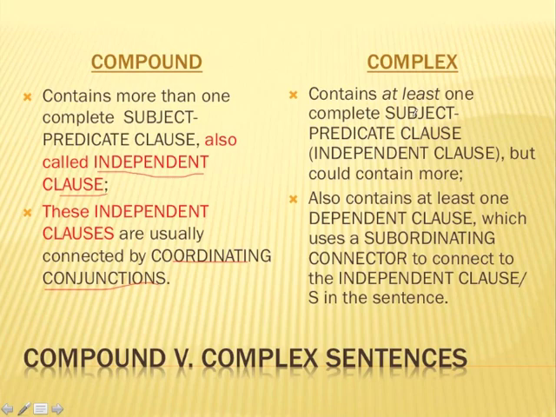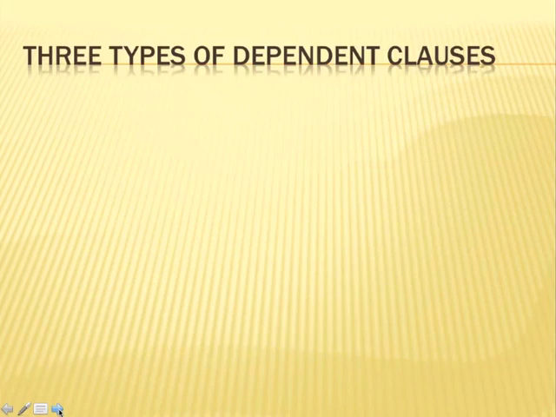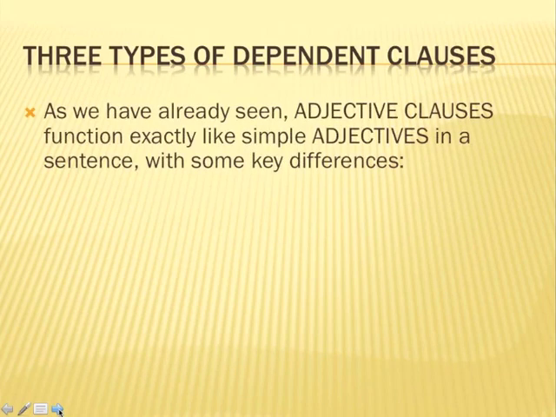However, for complex sentences, we do have one independent clause, and of course there could be more, but we also have what's called a dependent clause. And we can recognize the dependent clause many times because they begin with a subordinating connector. Now, as we will see as we finish up in this video series, there are three types of dependent clauses. First off, we've already seen adjective clauses, which function like simple adjectives.